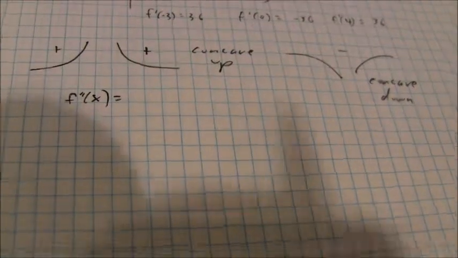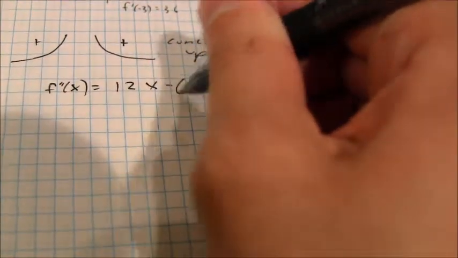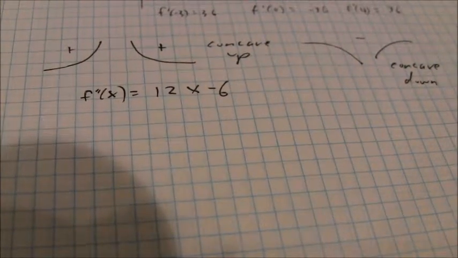And f double prime is going to be 12x minus 6. And same kind of thing. I care about where that is equal to 0, because the places where the second derivative is equal to 0 are the places where my graph may have some kind of change in concavity.